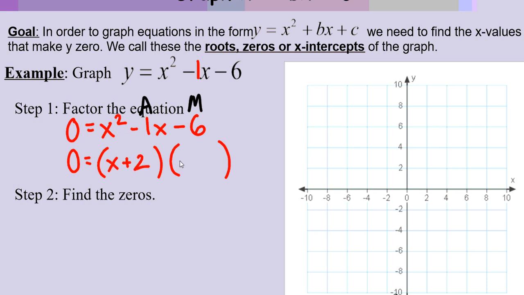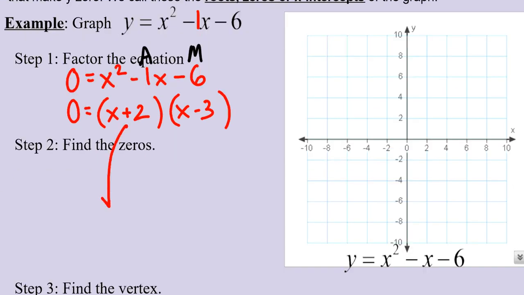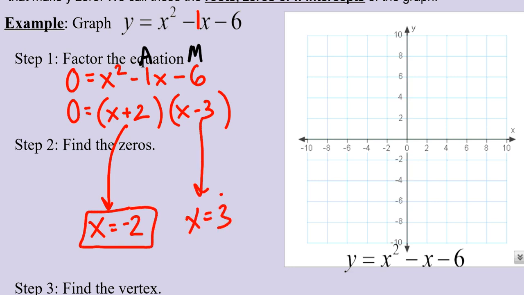This one's going to be +2 and -3. I can check because 2 times -3 is -6, and 2 plus -3 is -1. So there's my factors. Once I have the factors, I can get the zeros or the x-intercepts. This one will be -2. This one will be 3. So -2 and 3 are going to be your x-intercepts.